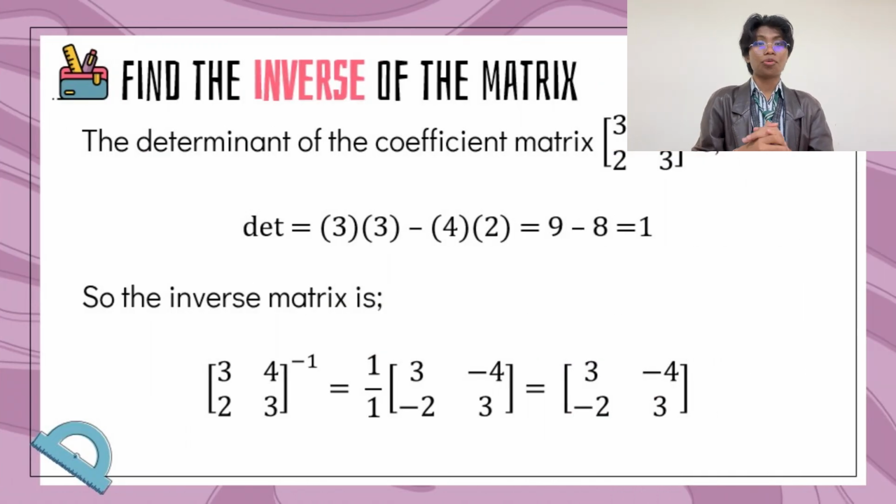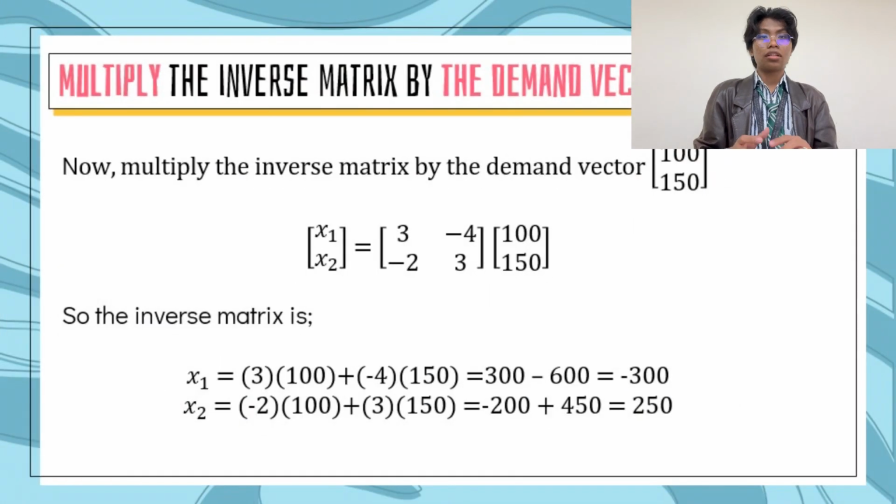Then we can find the inverse of the matrix. The determinant of the coefficient matrix [3, 4; 2, 3] will be 3 times 3 minus 4 times 2, which equals 1. So the inverse matrix will be 1 over 1 times the adjoint of A, which is [3, negative 4; negative 2, 3]. So the answer will be [3, negative 4; negative 2, 3]. Now we can multiply the inverse matrix by the demand vector, which is 100 and 150. So [x1; x2] equals [3, negative 4; negative 2, 3] times [100; 150].